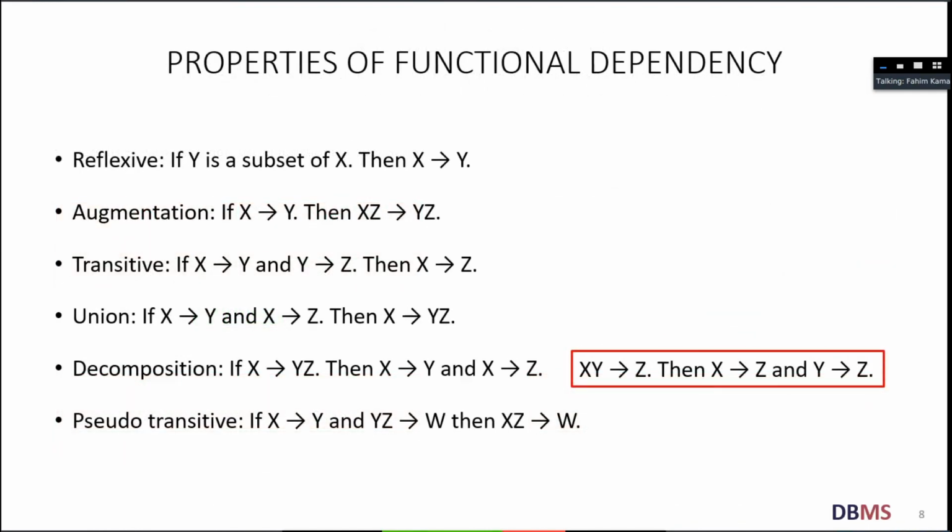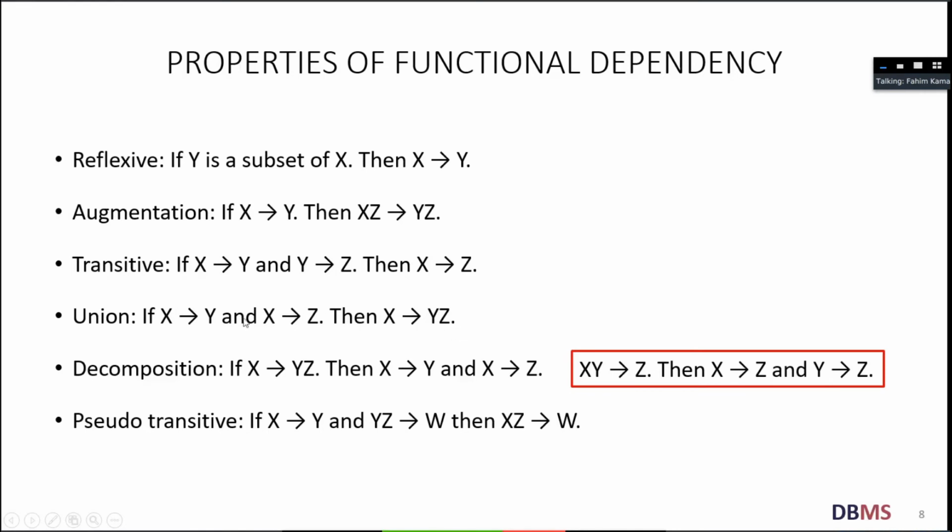And now the properties of functional dependencies. Reflexive: if Y is a subset of X, then we can say that X determines Y. Augmentation: if X determines Y, then we can say XZ determines YZ. Transitive: if X determines Y and Y determines Z, then we can write that X determines Z. Union: if X determines Y and X determines Z, then we can say X determines Y and Z both.